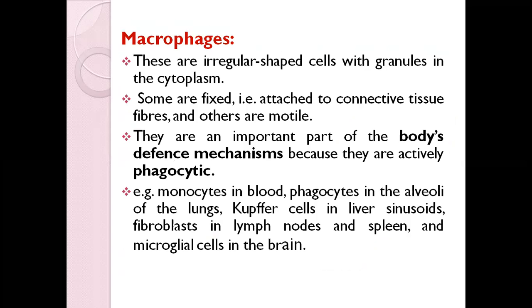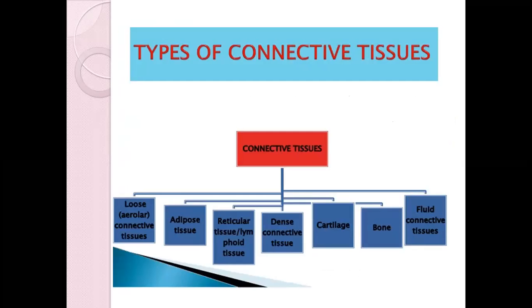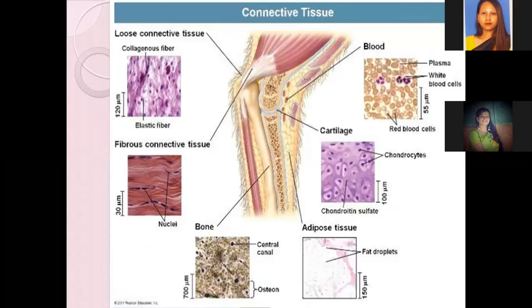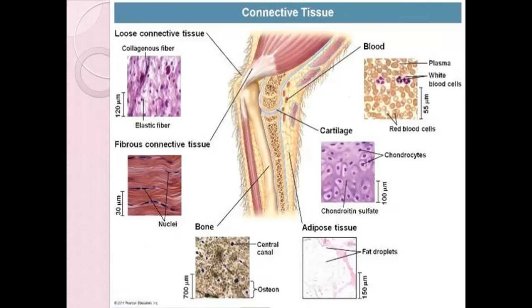So in today's class we will see the types of connective tissue. Under the connective tissue, we have these types: the loose connective tissue, the adipose tissue, the lymphoid tissue or reticular tissue, dense connective tissue, cartilage, bone, and fluid connective tissues. We'll be seeing each and every type of connective tissue one by one. This is just a diagram of the connective tissue and where it is mostly found. All this we will be discussing separately.